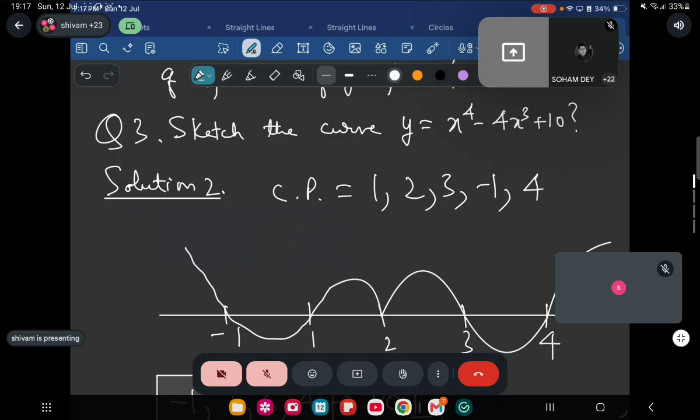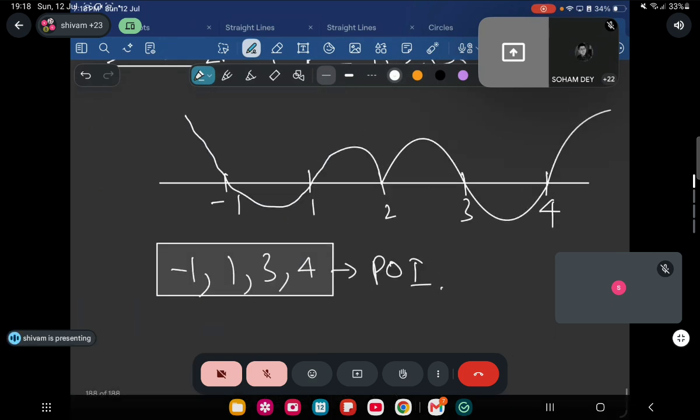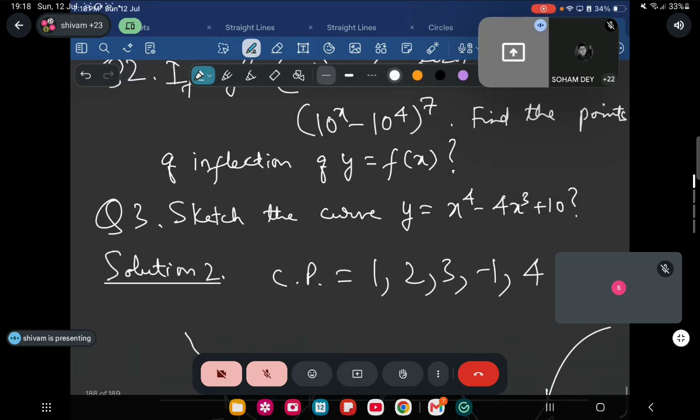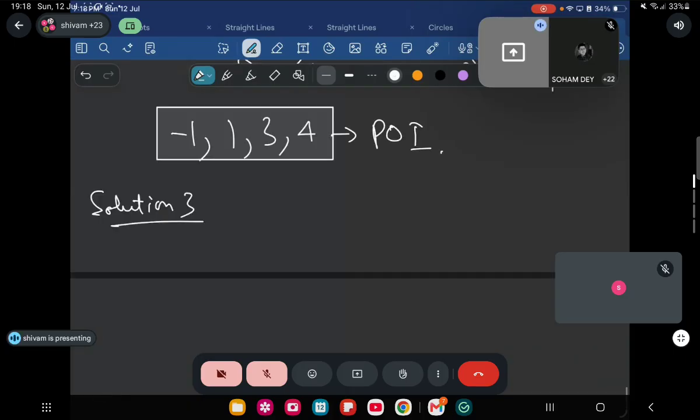Okay, let me start, everyone. y equal to x to the power 4 minus 4x cube plus 10. Okay, everyone, let us start. So over here, y dash will be equal to, tell me, what will be y dash? This is number 3. Tell me, everyone. y dash will be equal to 4x cube minus 12x square, right? Okay, let us find out the critical points. Where will you get maxima, minima, or maybe point of inflection?